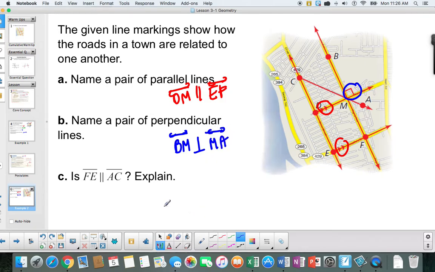Now we have to answer the question, is FE parallel to AC? Since there are no parallel marks, I can't say that they are, and it looks like eventually they might intersect. So the answer is no, they will intersect. If you take those lines long enough, they look like they're going to intersect.